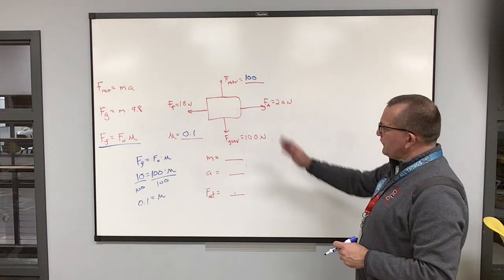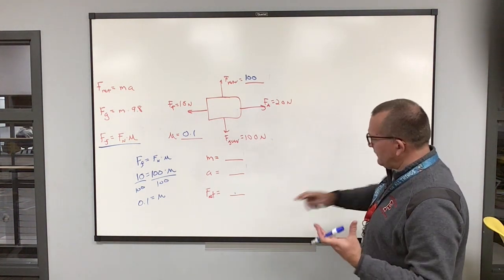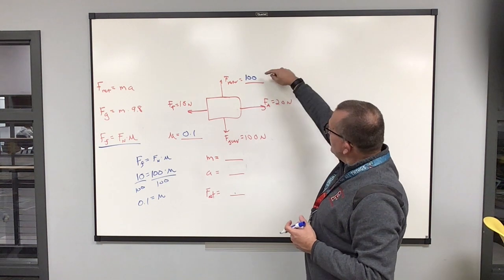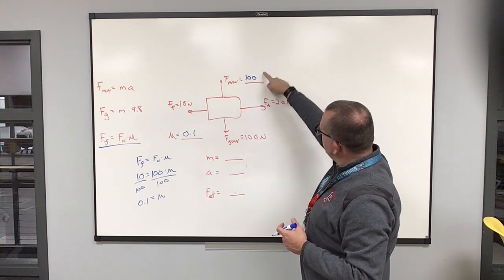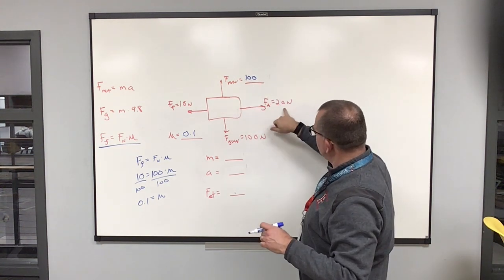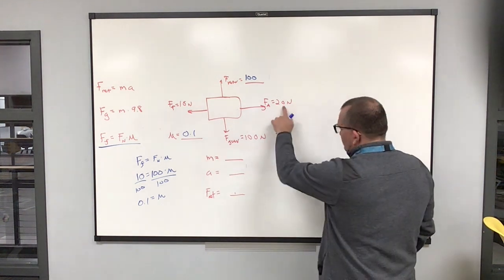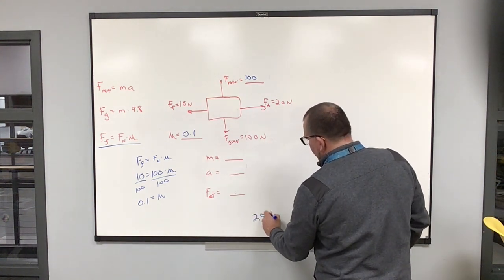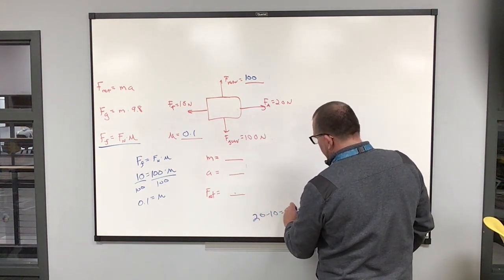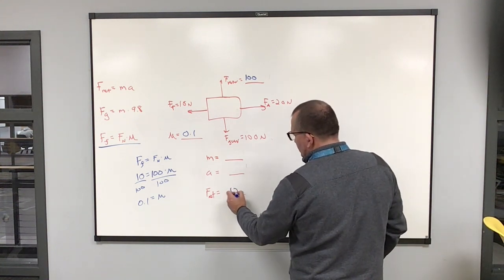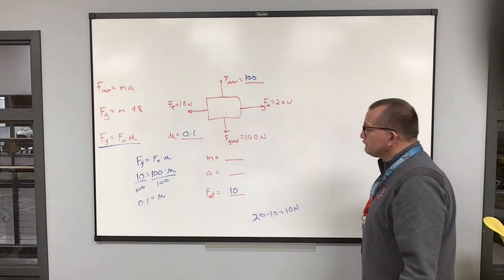Now I start looking at these other things, and it doesn't matter where we start. I'm going to go net force this time. Net force here, it's 100 and 100, so these two balance, and I'm looking at 20 and 10. So I got 20 going this way. So 20 minus 10 equals 10. So my net force is 10 newtons.